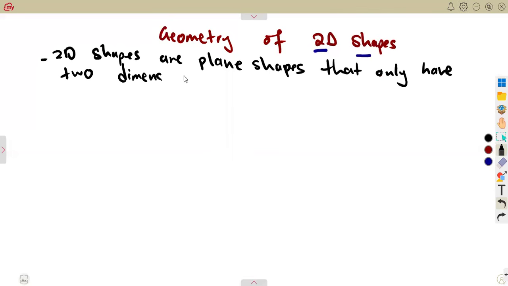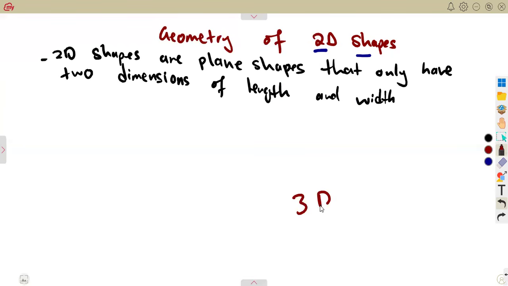From the word that we are seeing in this case, two-dimensional, 2D shape, they must have two dimensions. That is of what? Of length and of width. So we are going to consider the length and the width as our dimensions. Then 3D, we're going to talk about that later on when we talk of the solids.